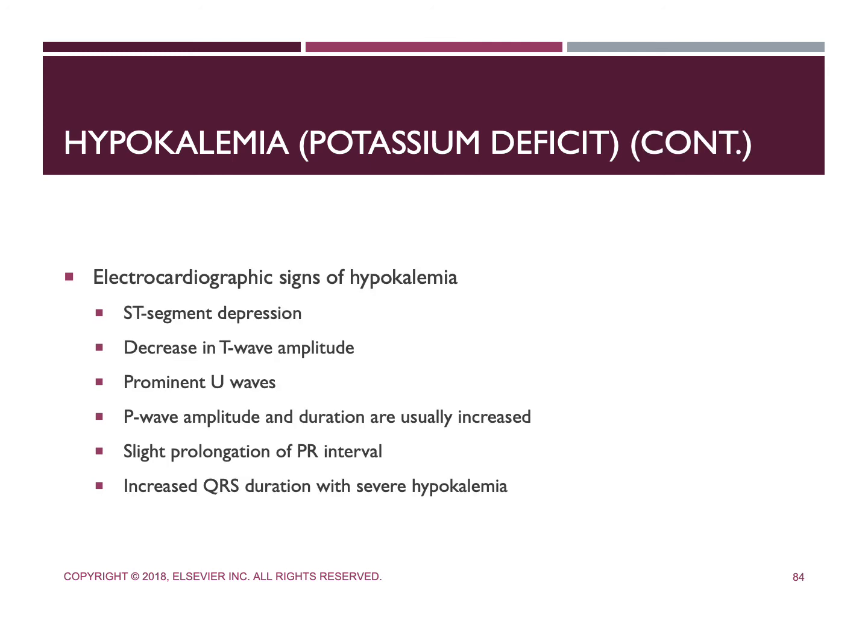So what you'll see here when it comes to ECG signs, what we're going to be looking at and seeing when we have a patient that has hypokalemia, they have that potassium deficit, we're going to see the ST segment depression. We're going to see a decrease in T wave amplitude. We're going to see prominent U waves. P wave amplitude and duration are usually going to be increased. We're going to have a slight prolongation of the PR interval. And lastly, we're going to see an increased QRS duration when it comes to severe hypokalemia.